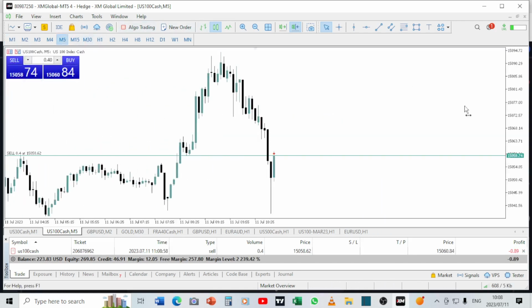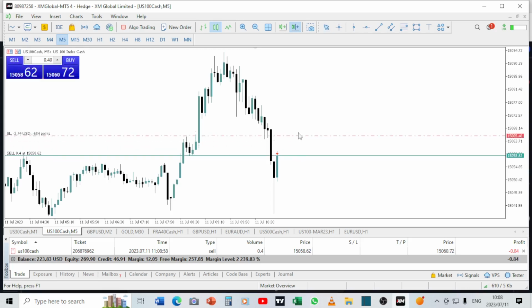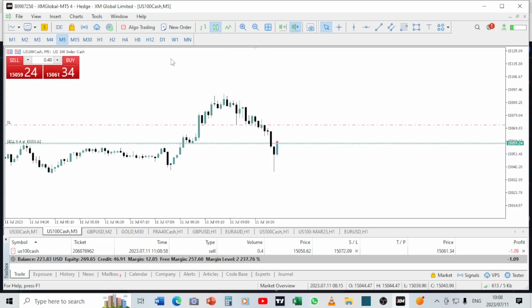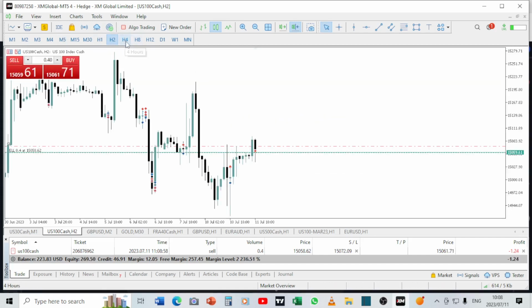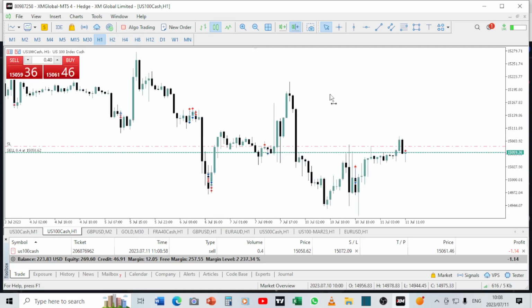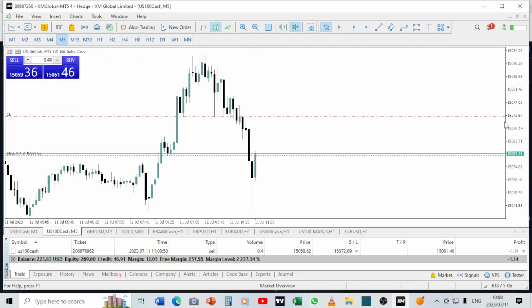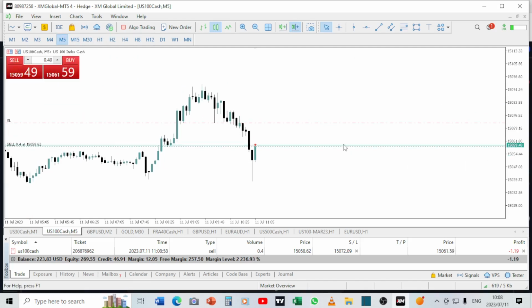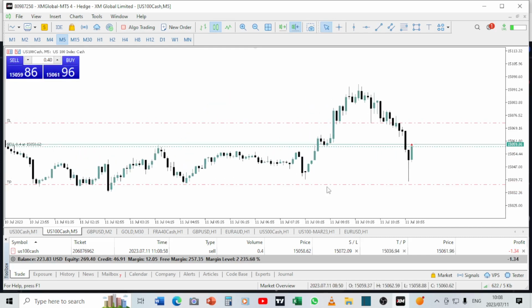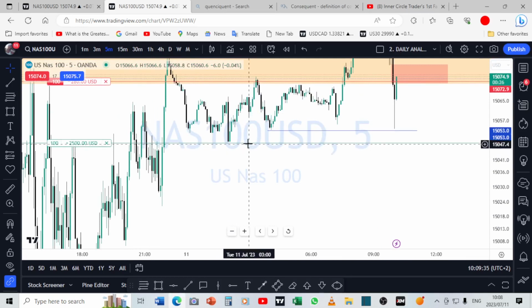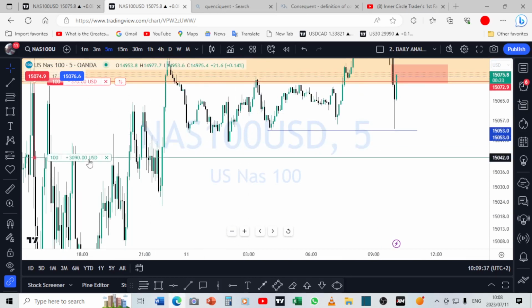Let's go to 5 minutes. And try to accommodate that right there. The same 5 minutes. But we're having a liquidity here where we have a fair value gap right here.